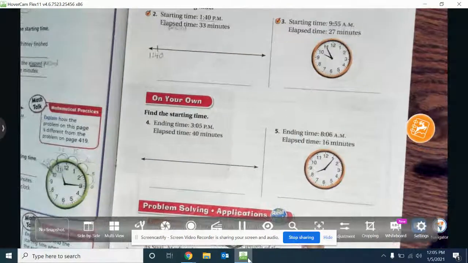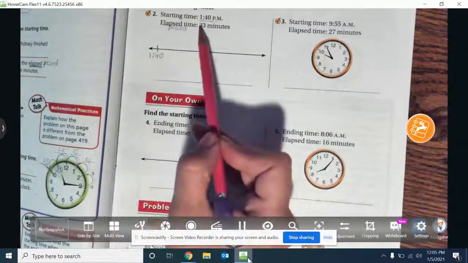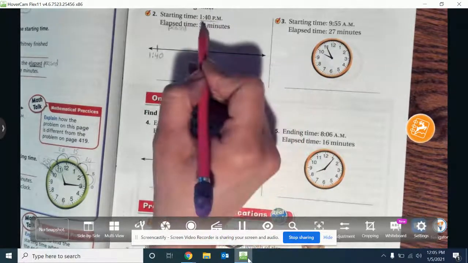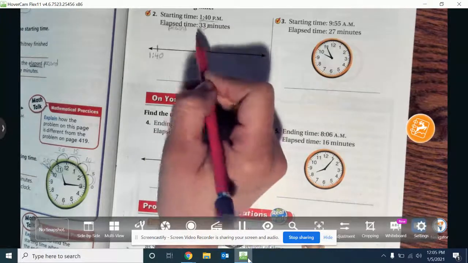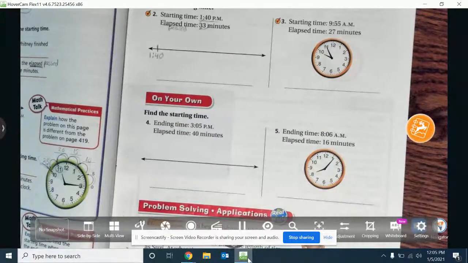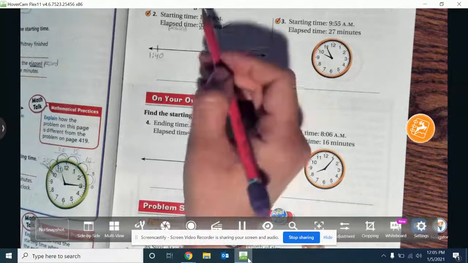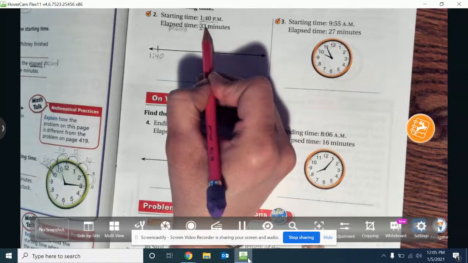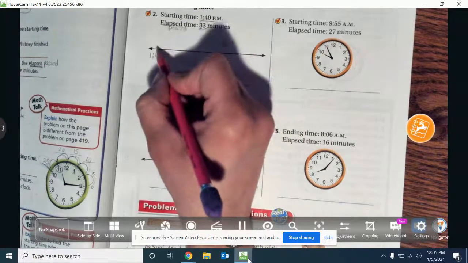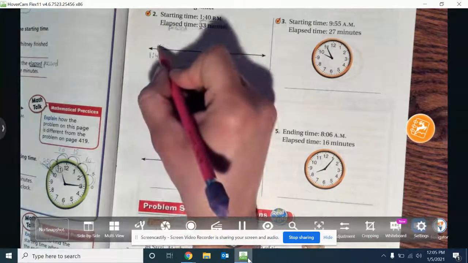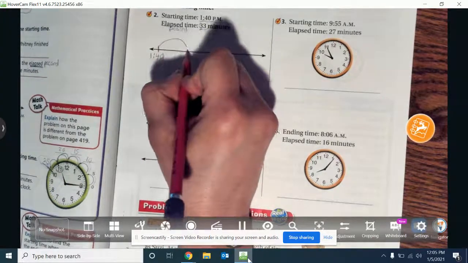So the problem says that 33 minutes went by. Remember, we were making jumps of 10? How many 10s are in 33? There are 3 of them. So 3 10s, we're going to make 3 jumps of 10. And how many 1s? Another 3. So 3 jumps of 1. So let's start with the big ones. So 40 plus 10. I'm going to do a jump of 10.